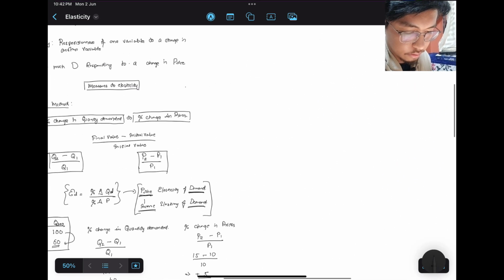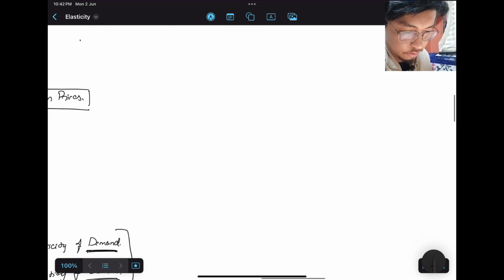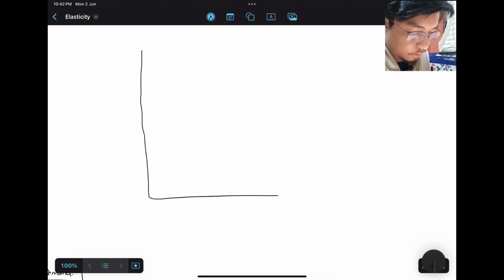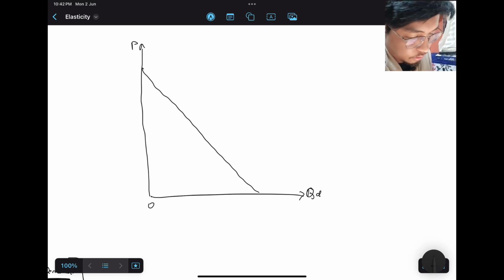Now another thing is this is your percentage method, right? There is another method of measuring elasticity of demand, okay, and it's called the geometric method, okay. Geometric method मा बेसिक केही छैन. यहाँनिर तिम्रो क्वान्टिटी डिमान्डेड हुन्छ, यहाँनिर प्राइसेस हुन्छ है. अब लेट्स से दिस इज योर डिमान्ड कर्व.